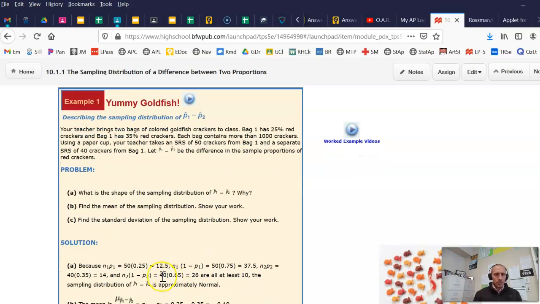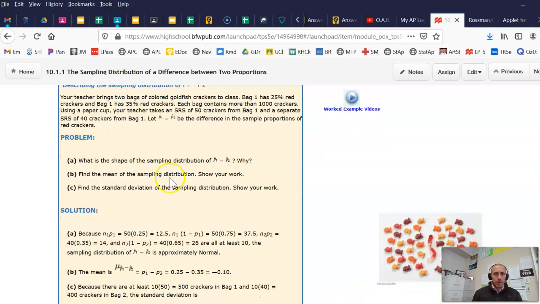Notice we're going to have to check this twice, once for bag 1, successes and failures, once for bag 2. So we have 4 numbers we're checking to see if they're at least 10. They are. That means the sampling distribution is approximately normal, which means we could calculate z-scores and so forth. Find the mean. They're both unbiased, so they should be centered at that true value, 25 and 35%. I'm just subtracting those: negative 10%. That just means there's a higher proportion of red in bag 2.